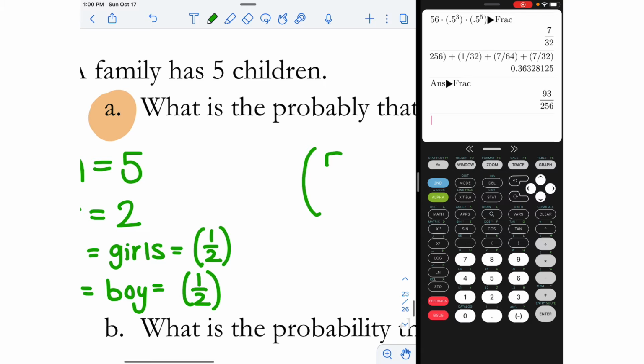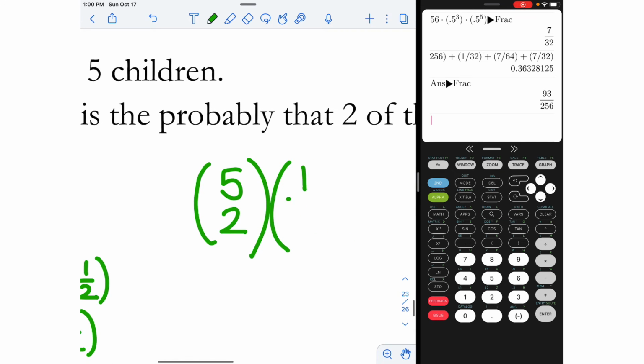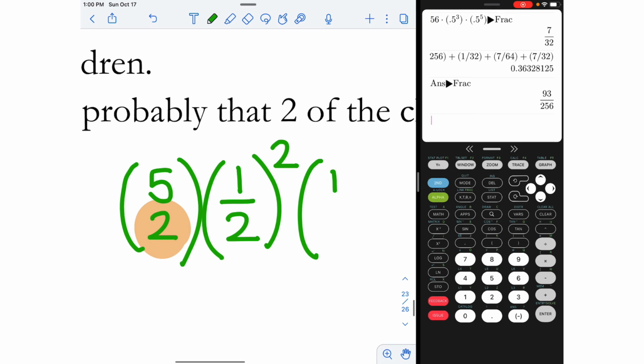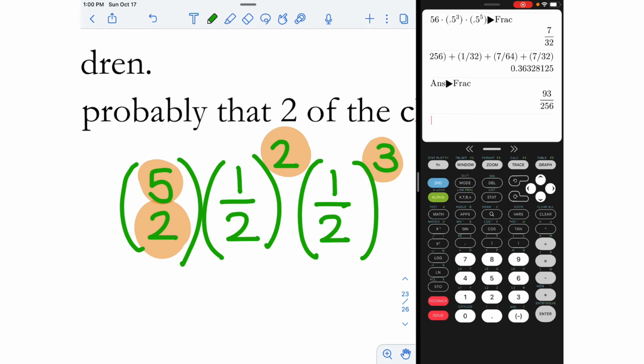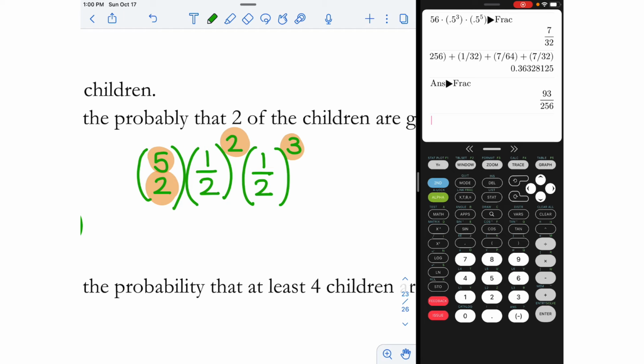So of the 5 children, I want 2 to be girls. The probability I have a girl is 1/2, so the exponent on that is 2. The probability I don't have a girl is 1/2, and I need this number and this number to add to 5, so this number needs to be 3. That's it. That's the binomial theorem.